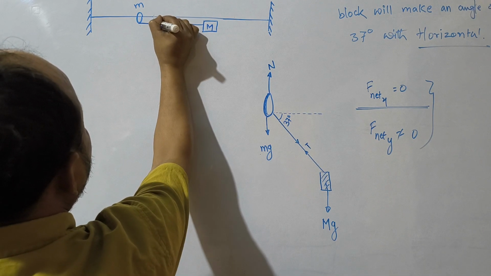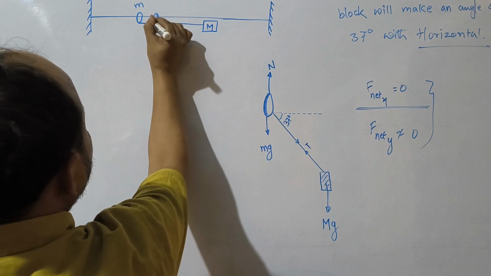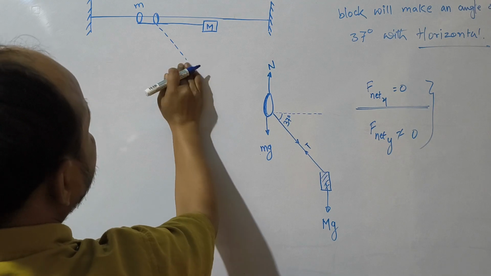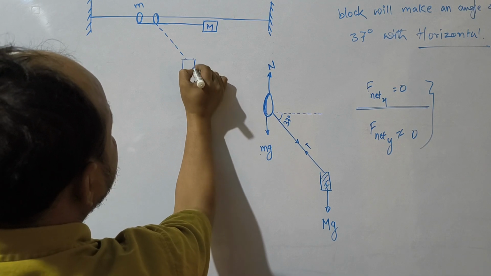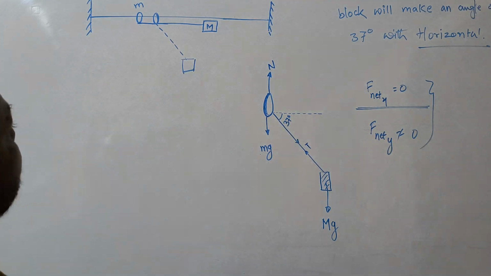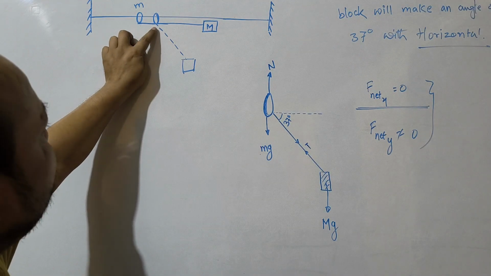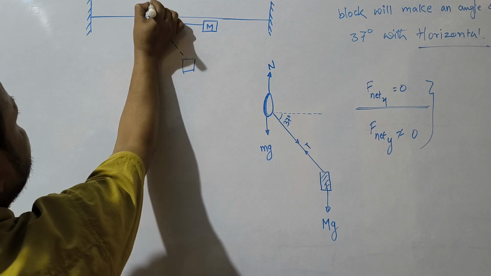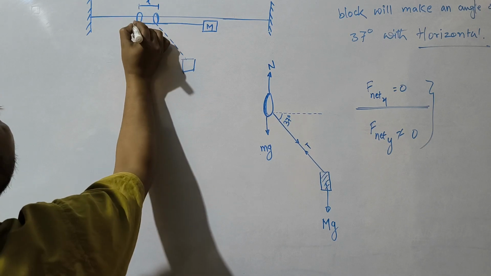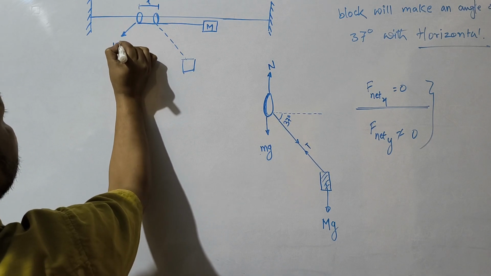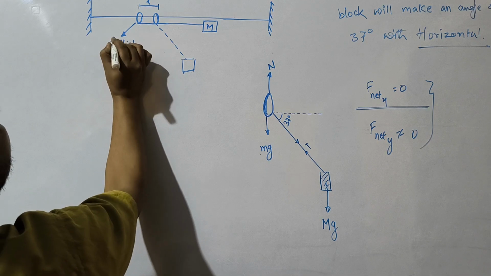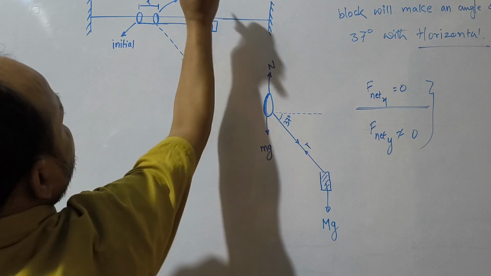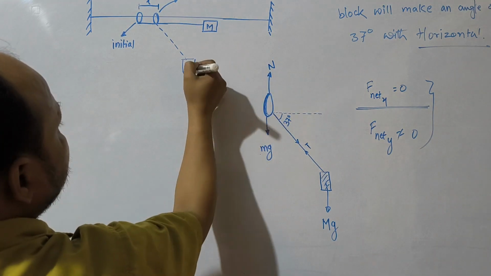Let's say the bead had shifted to this position. So this is like this. Okay, let us say the bead has shifted to x distance. Let me erase this. This is x. Okay, this was initial and this is final. I am assuming it as final till now. Okay, this was initial, this was final.